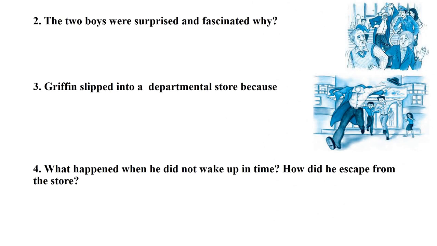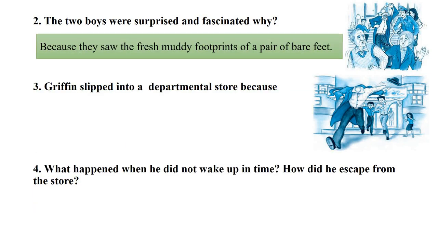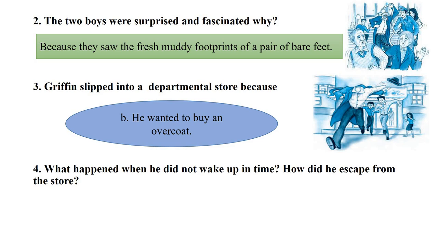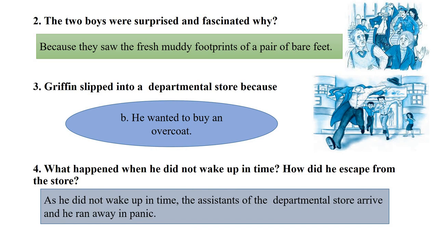The second question is, the two boys were surprised and fascinated. Why? The answer is because they saw the fresh, muddy footprints of a pair of bare feet. The third question is, Griffin slipped into a departmental store because he wanted to buy an avocado. The fourth question is, what happened when he did not wake up in time? How did he escape from the store? The answer is, as he did not wake up in time, the assistants of the departmental store arrived and he ran away in panic.